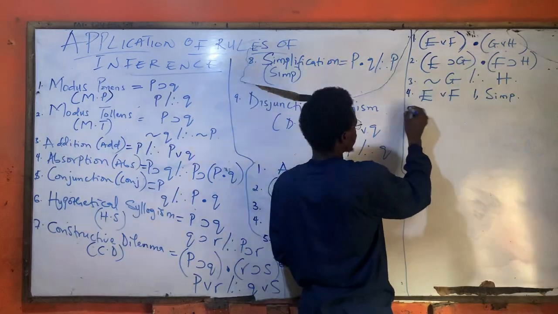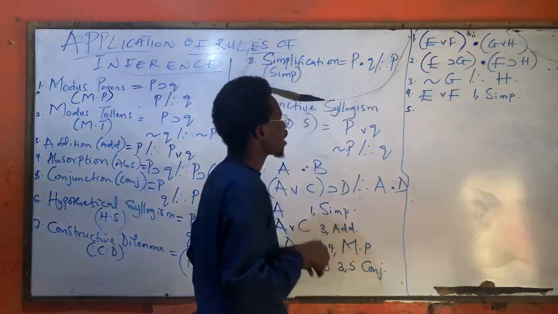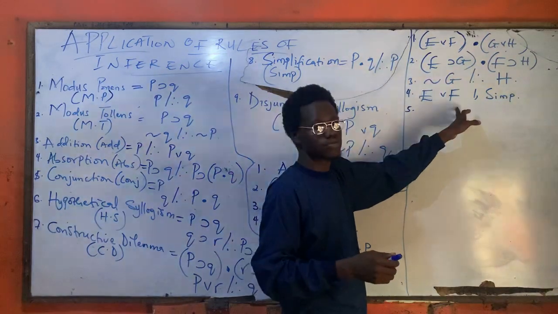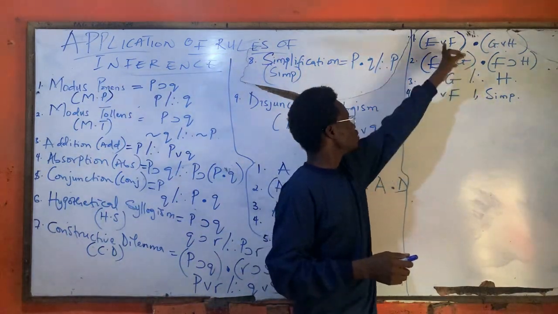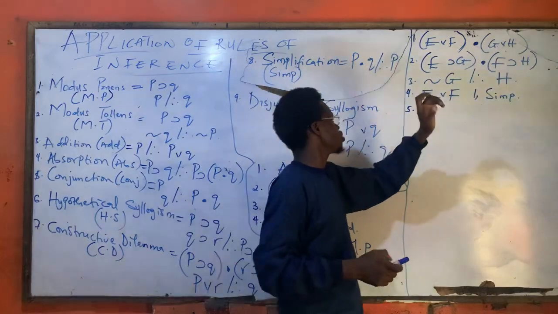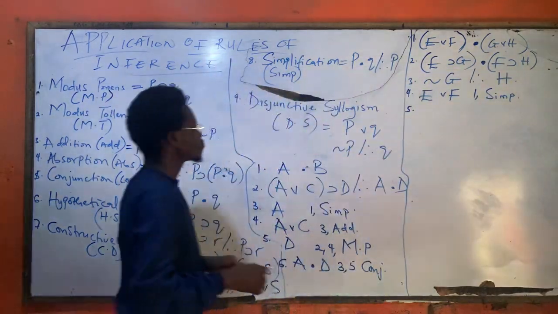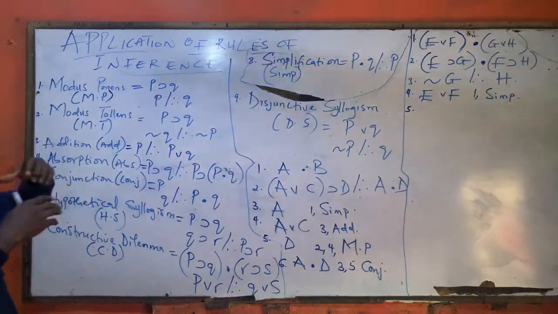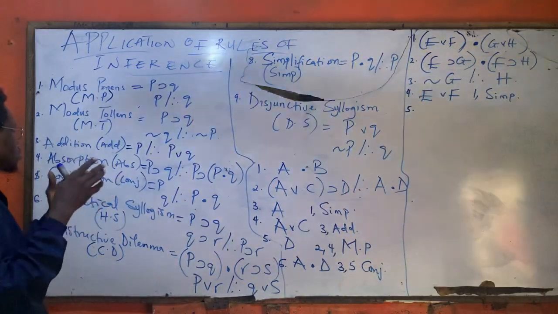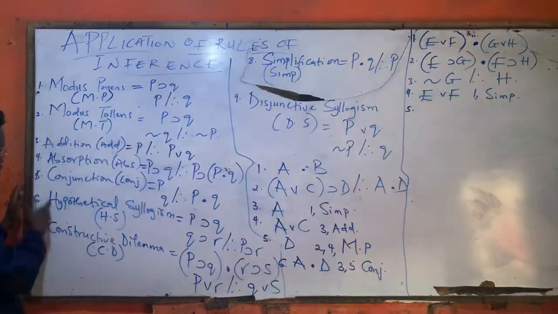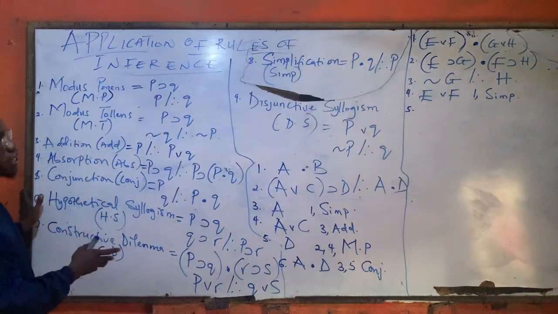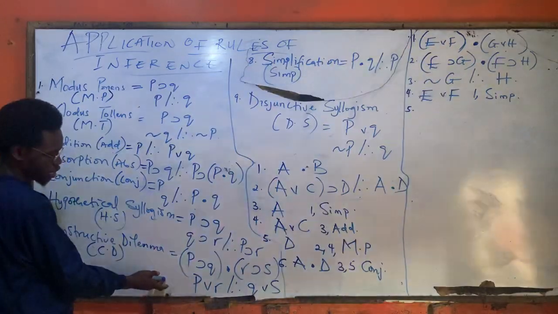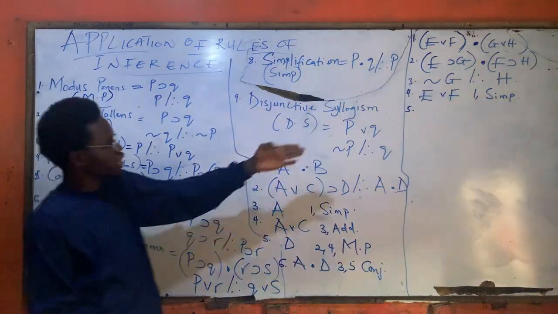So line 5. Look at this, I've gotten my line 4, E or F, using simplification on my line 1. So for my line 5 now, there's something here that is looking like a roof. We have to look at it. We have our constructive dilemma. I think it is the one that's looking at us here.